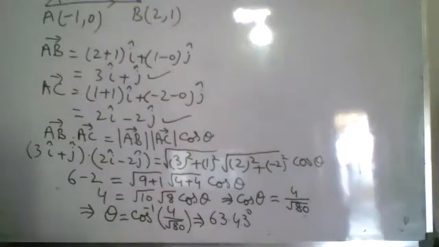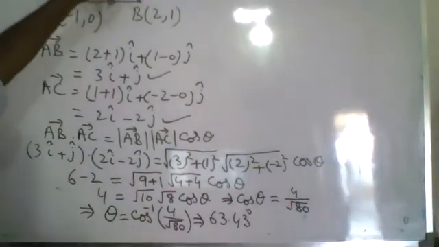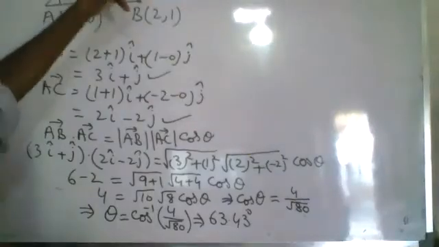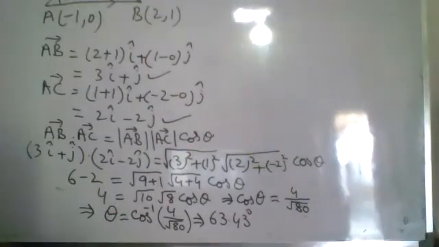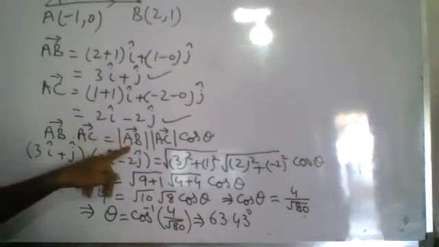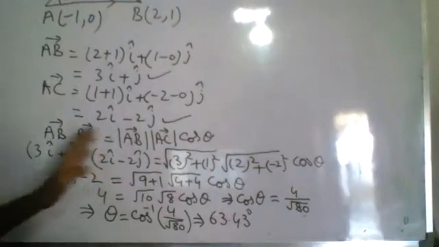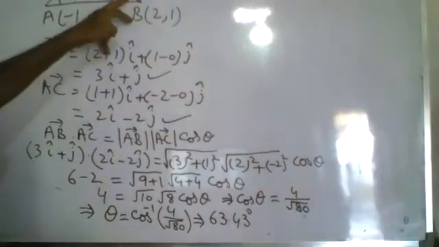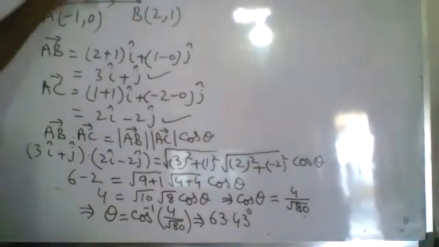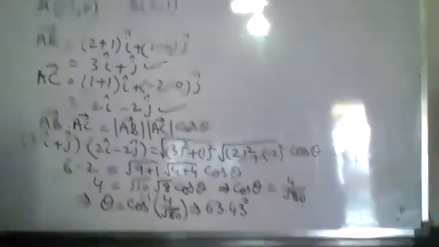And then you take the dot product BA dot BC. You will get the angle. Again, BA dot BC equal to magnitude of BA, magnitude of BC into cos of theta. And then you find the angle B. In the same way, CA and CB. Take the dot product CA dot CB.